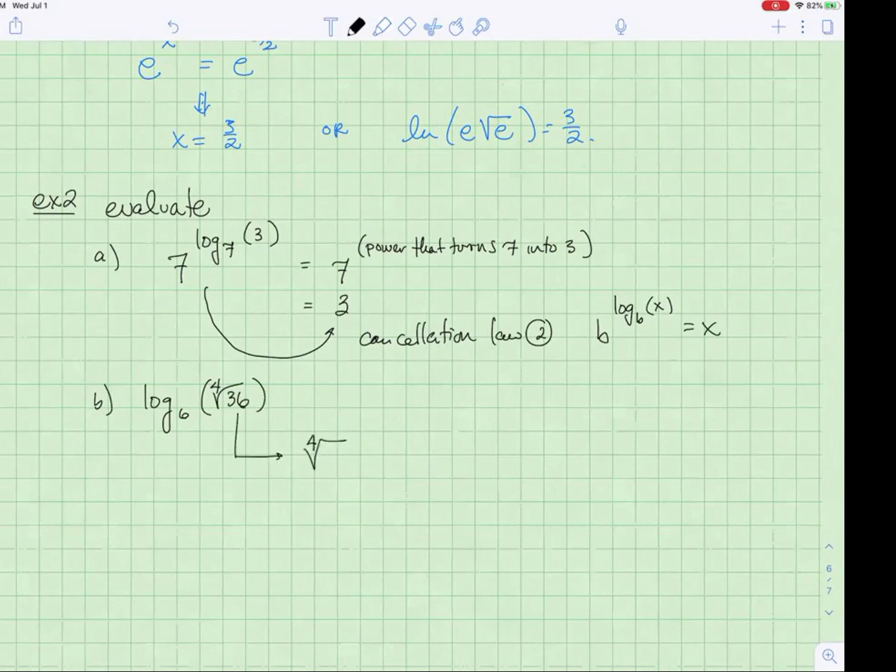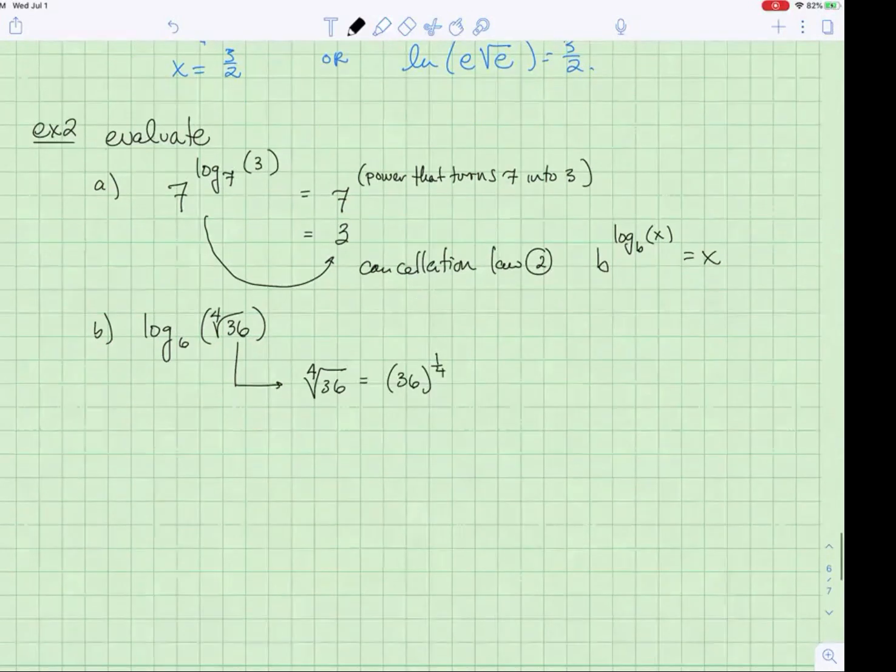The 4th root of 36 is 36 to the 1/4 power, which is 6 squared to the 1/4 power. And when we raise one power to another power, we multiply those exponents. 2 times a 4th. So this is 6 to the 1/2 power.